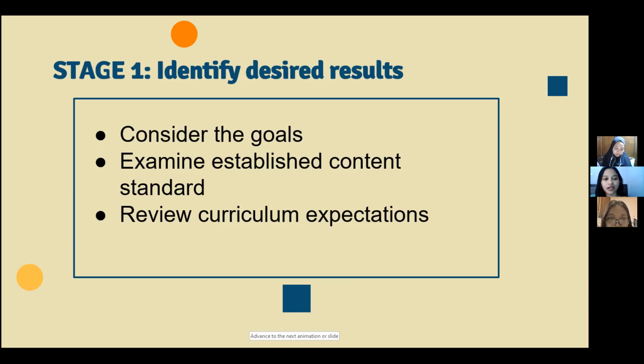So if I put it in the example, you have a goal that you want the students to be able to write editorial content in magazine. So you have already set the goal that the students need to be able to write editorial content in magazine. And then we move to the next stage, the second stage.